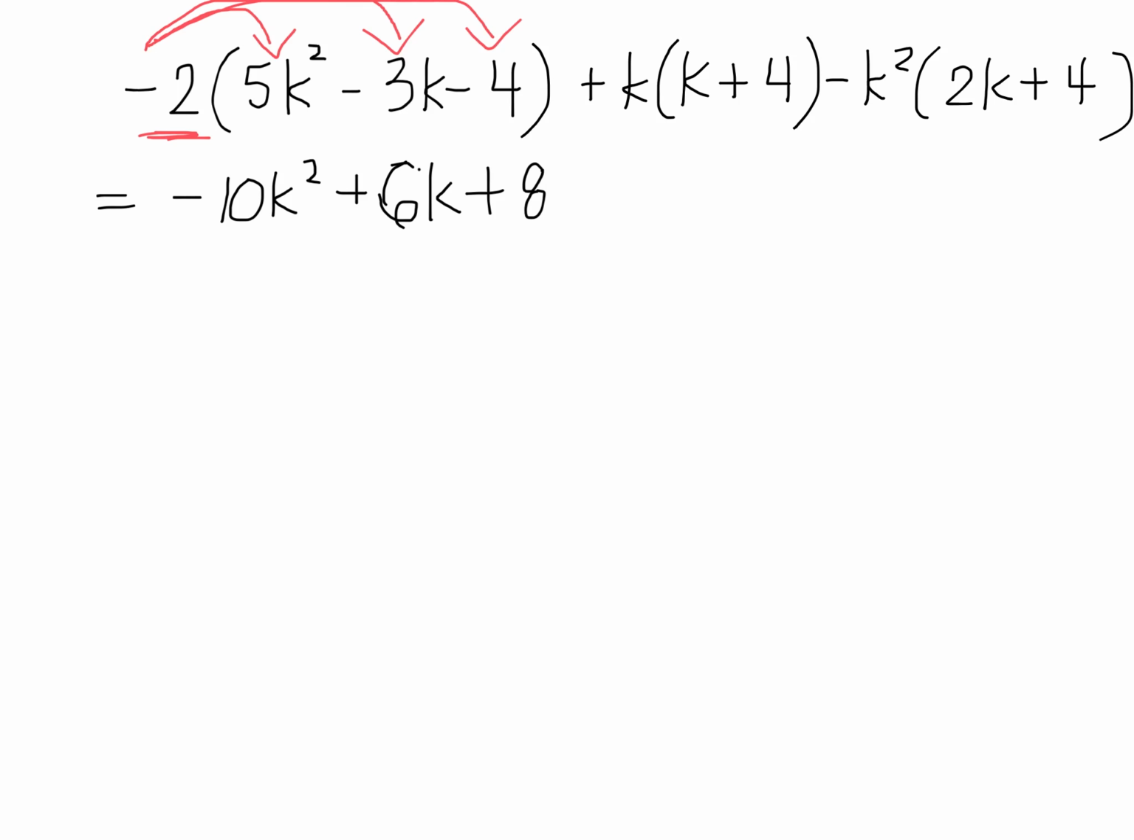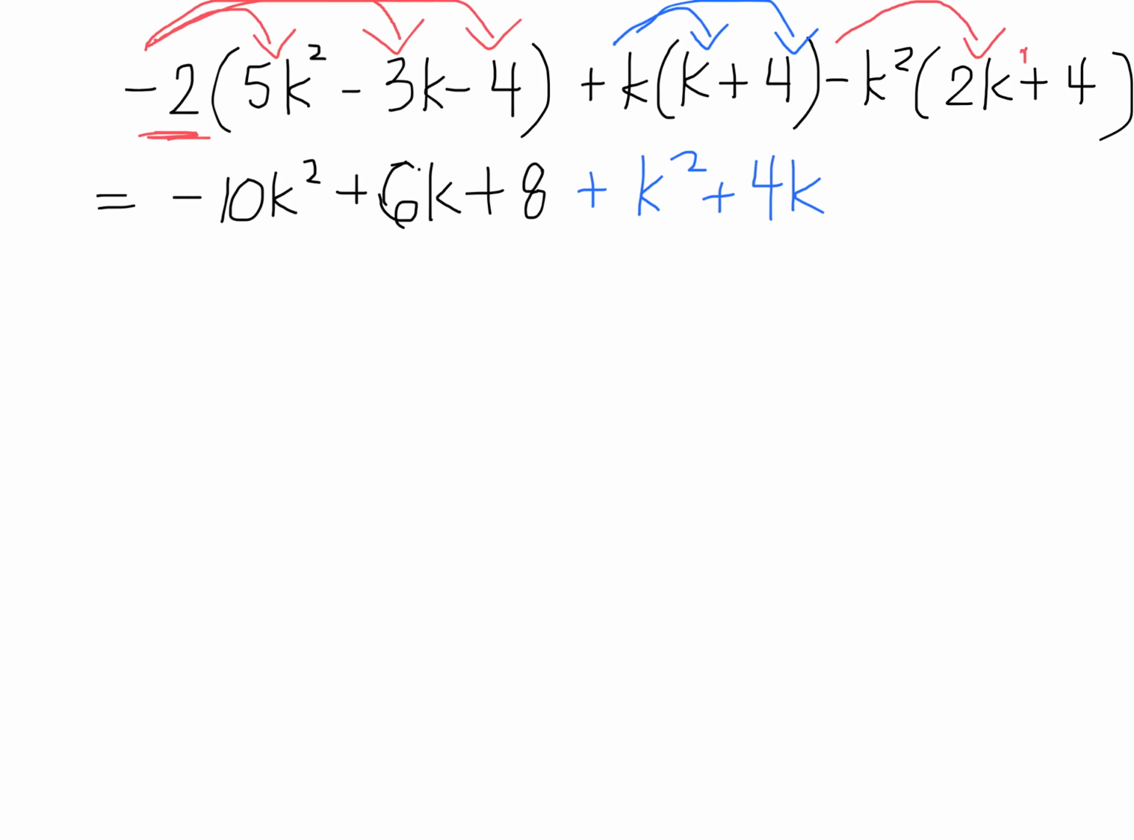Next part now is k squared. k times k is k squared, is positive k squared, and 4k times 1 is 4k. That's the next step. Do we have any more terms in front of brackets? We have a negative k squared times a positive 2k to the power of 1.